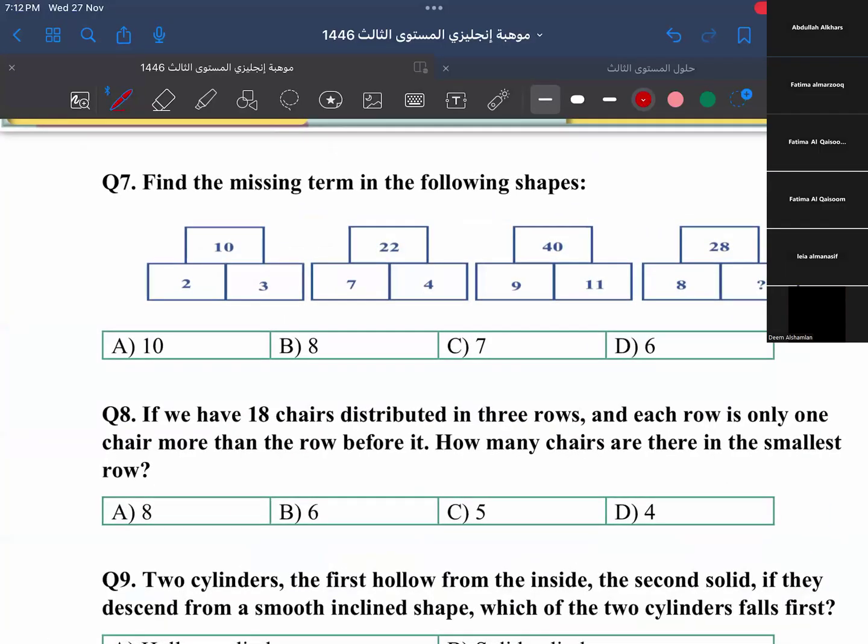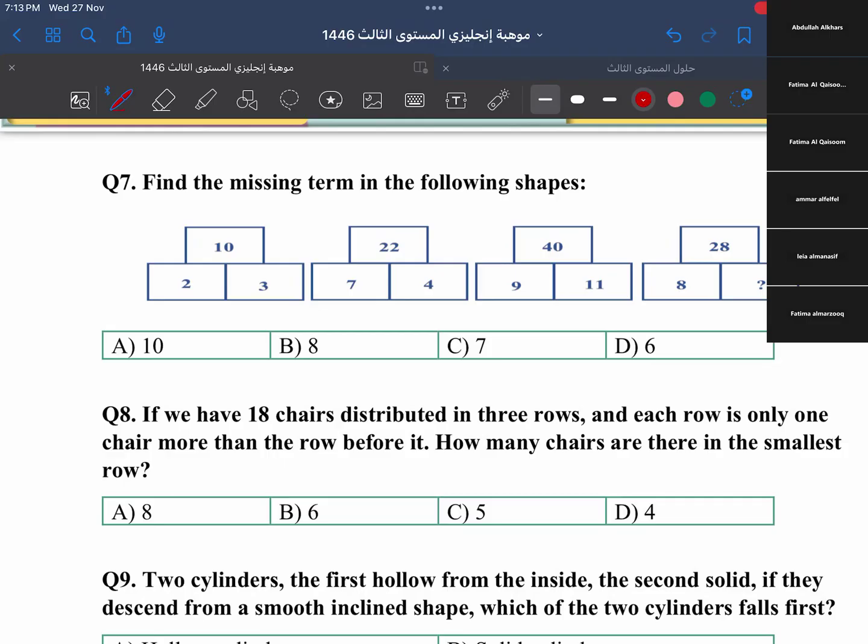Find the missing term in the following shapes. So the relationship is when you add the two numbers on the squares below, you get half of the answer, half of the square, which is on top. So you add 2 + 3, it's 5. It's half of 10. 7 + 14, I think it's 11. Half of 22. 9 + 11 is 20. So half of 40. So 28, it's gonna be 6.